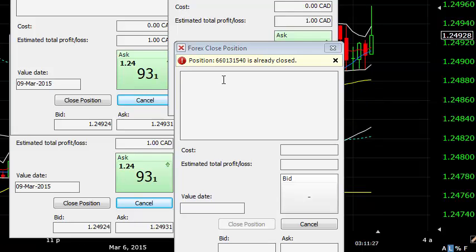Oh no, this is interesting. I've just walked back in, and as you can see, one of the positions has just been closed on this spike out.